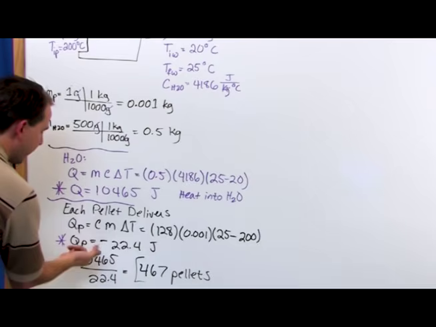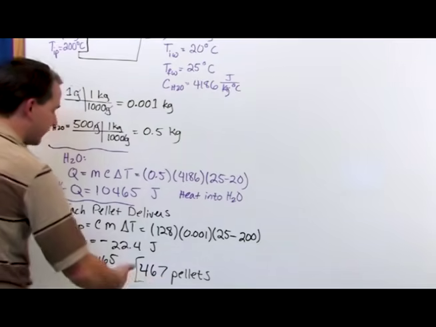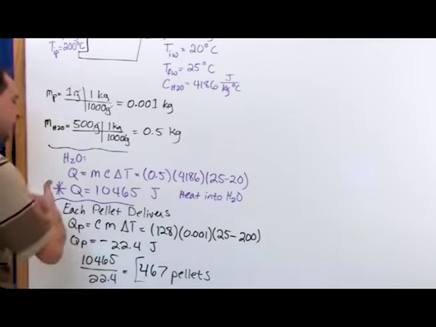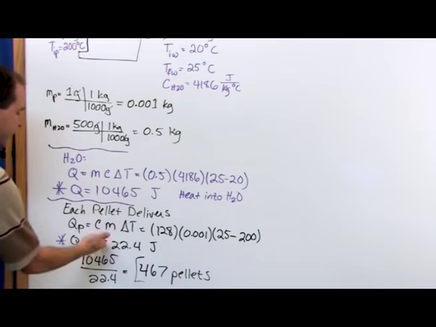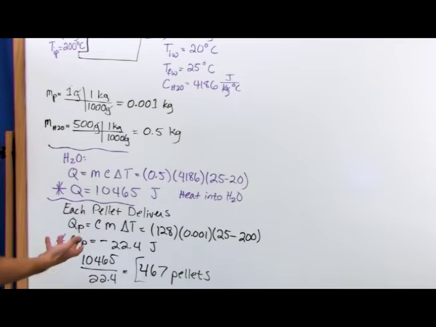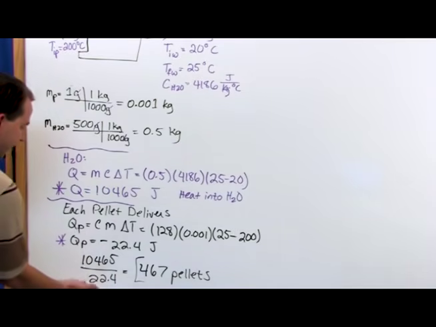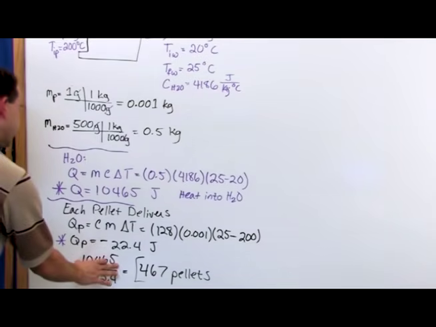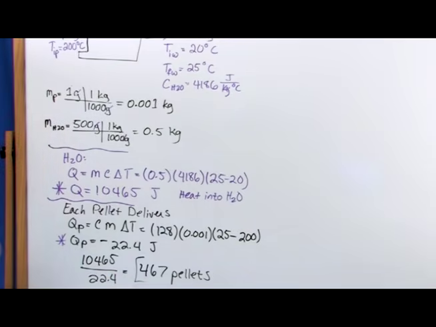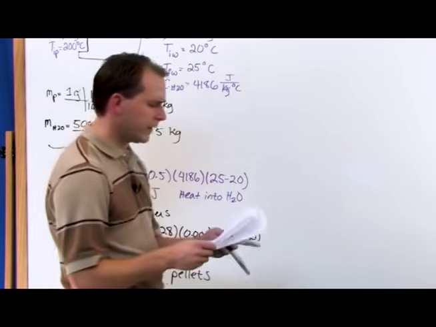We didn't really need to carry the sign down here because we knew we're not going to get negative pellets for our answer. We know that the negative just means we're delivering heat from the pellets to the water. We know this positive means we're accepting heat from the pellets, so we can dispense with the negative. The negative is just there for our convenience to show us where the heat transfer is going. We don't have to carry it through to this step because we know what it's doing. So we take the heat accepted by the water divided by the amount of joules delivered per pellet, and it's going to give us the total number of pellets.